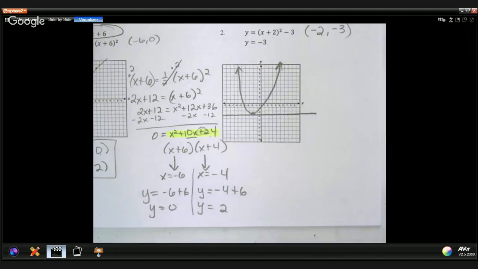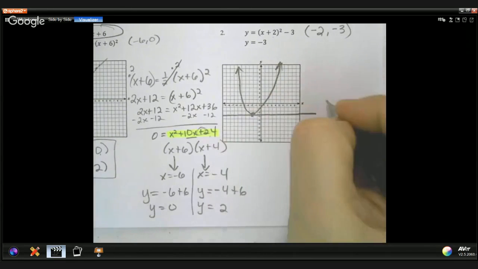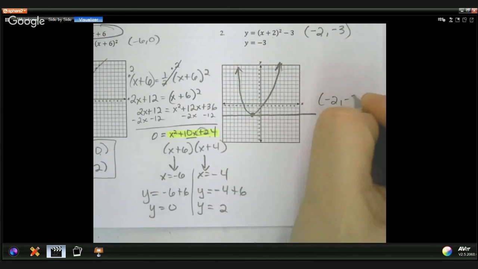And this one only crosses at one point right here. So this answer is (-2, -3).